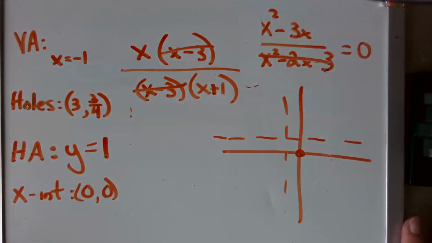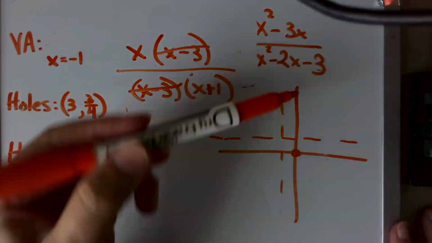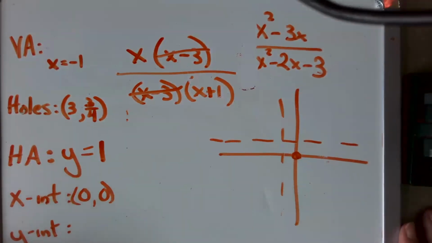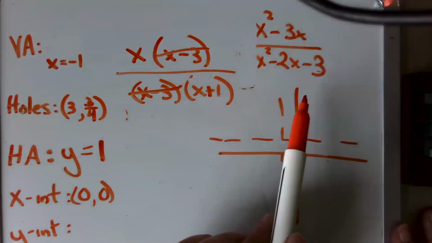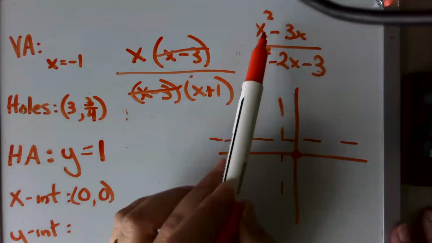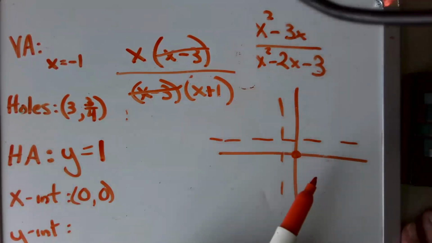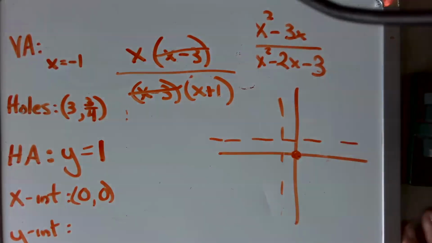All right, next, our y-intercept. So our y-intercept, when does it intersect the y-axis? Well, that occurs when x is 0. So that means if I throw 0 in for x, I get 0 in my numerator, and I get -3 in my denominator, but 0 divided by -3 is still 0. So my y-intercept in this case is the same as my x-intercept.